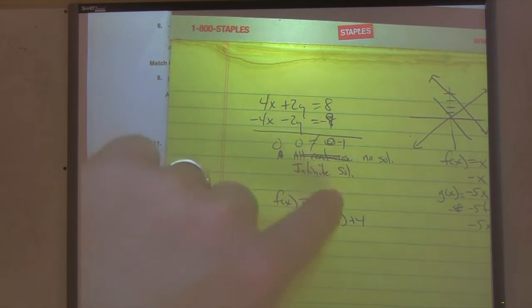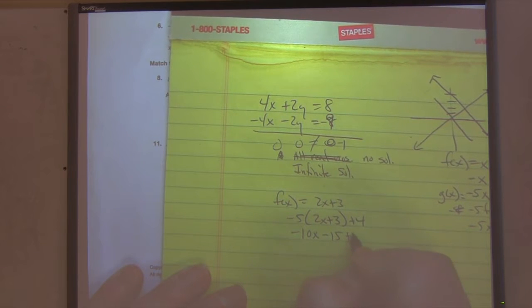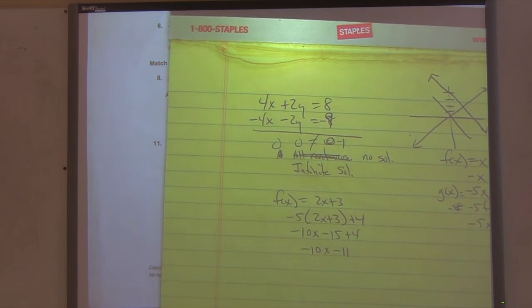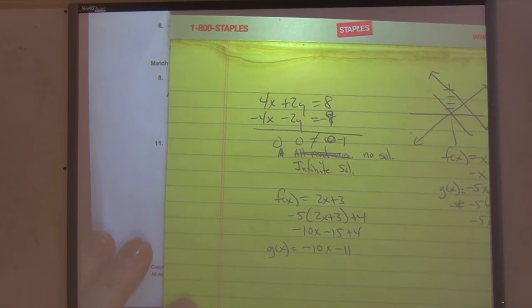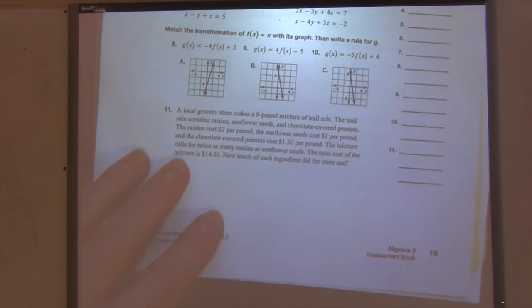So I put the 2x plus 3 in for the f of x, and then I would simplify that and get negative 10x minus 15 plus 4, which is negative 10x minus 11. And that would be my new function, g of x. So that would be if it was more complicated. These are fairly easy because f of x is just x, and so you just plug it in.